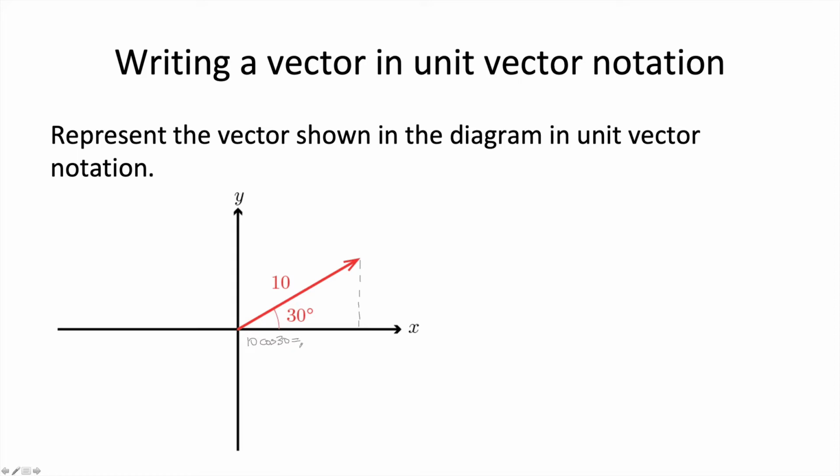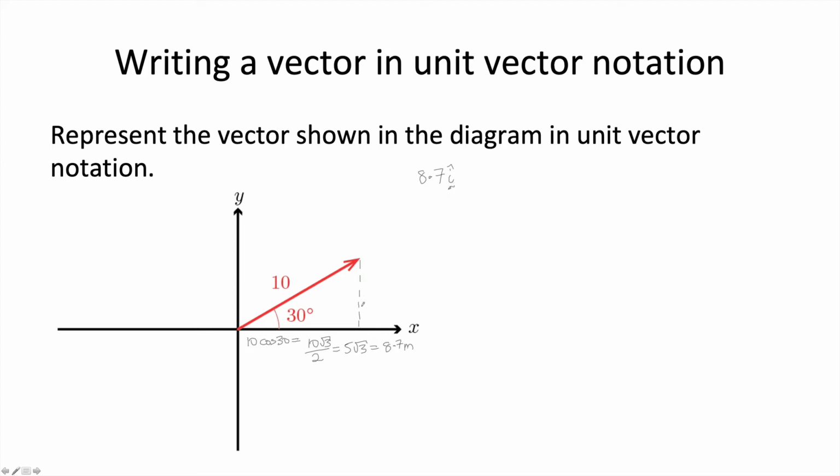So 10 cos 30 is equal to 10 times root 3 on 2, which we can write as 5 root 3, or we can evaluate it and write it as 8.7 meters. So that gives us the length of this side here. And so we've got 8.7 i. Because I'm writing this by hand and I can't write bold, I've put a little squiggle underneath my i to show that it's a vector.